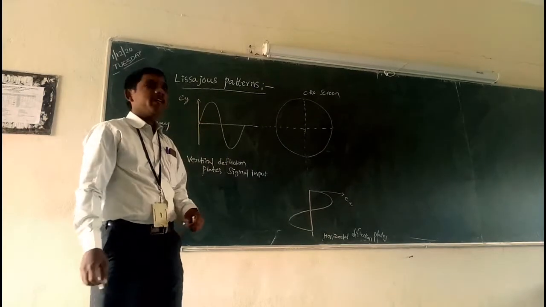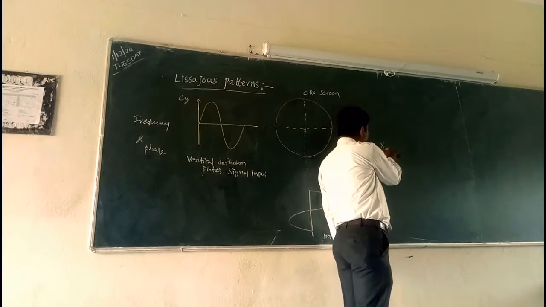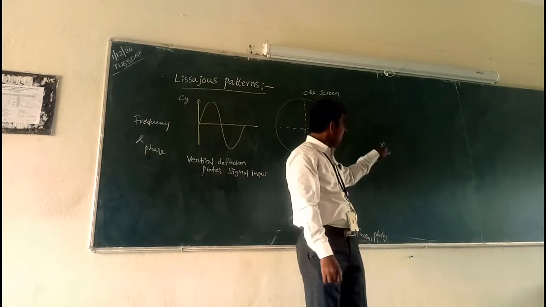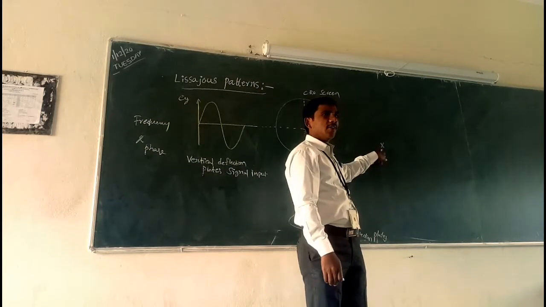First we are looking at this. For any CRO, there are two types of deflection plates. One is X deflection plates and the other is Y deflection plates. Those are also called horizontal and vertical. X means X-axis, it is horizontal deflection.